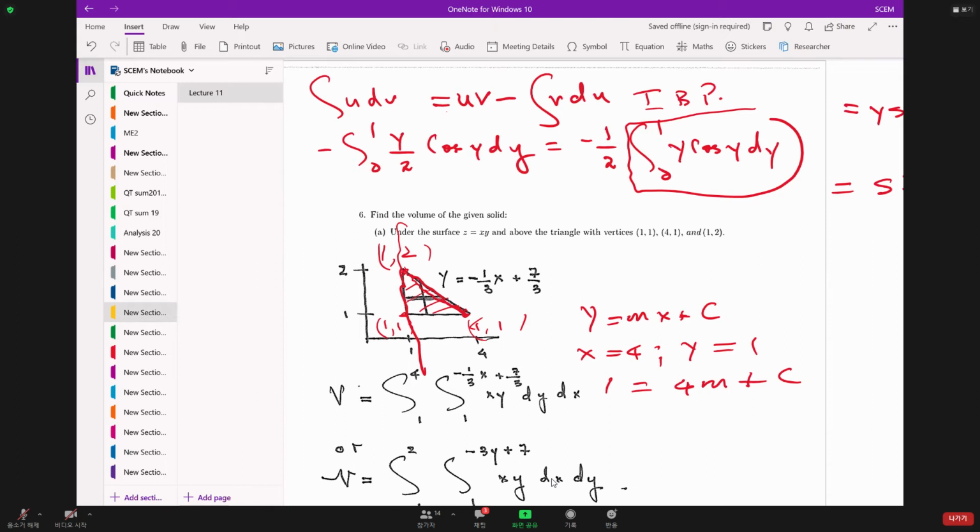And when x is equal to 1, y equals 2. So you have 2 equals m plus c. Now you solve these equations. If you solve them, you get m equals minus 1/3 and c equals 7/3. Of course, that makes sense.